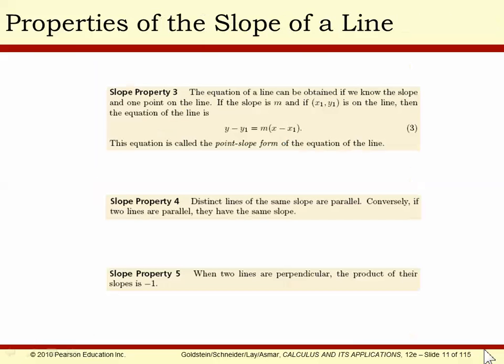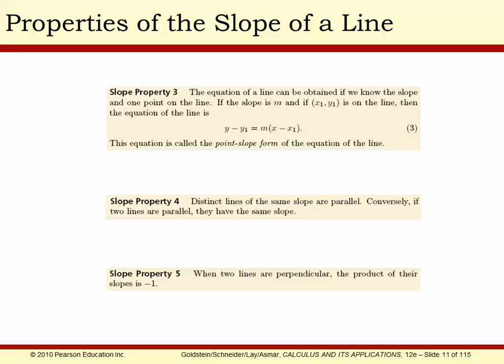The next property is another way to write a line. So these are all properties that are important. They're going to come up. And that's property 3. We're going to call that slope property 3. The equation of a line can be obtained if we know the slope and 1 point on the line. So this is going to be one of the most common formulas we use throughout this class. We're going to use it more than the form of the line, y equals mx plus b. That's useful for graphing, but this particular form is just going to come up a lot.